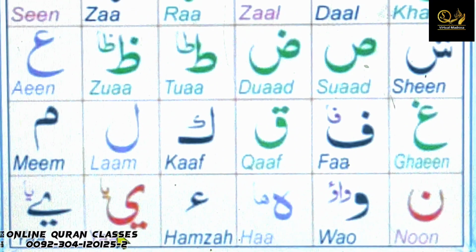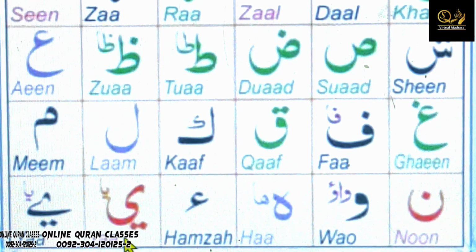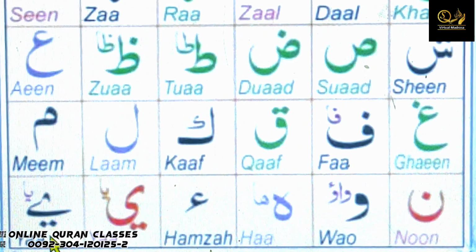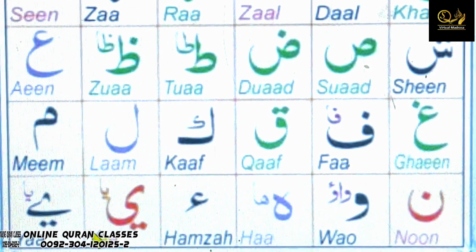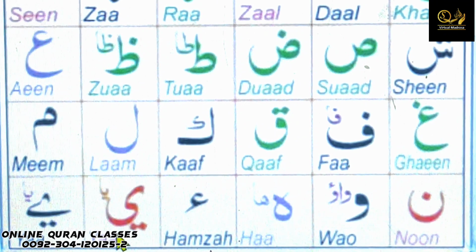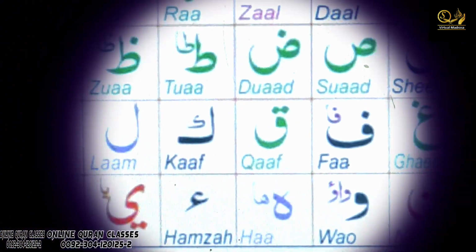Next one is Ya. This Ya originates when the tongue center region touches the hard palate. And this last letter, its name is also Ya. We stretch these two letters for 2 seconds.